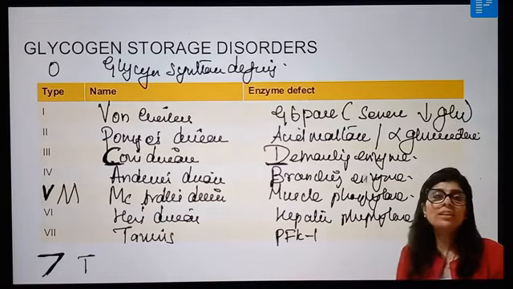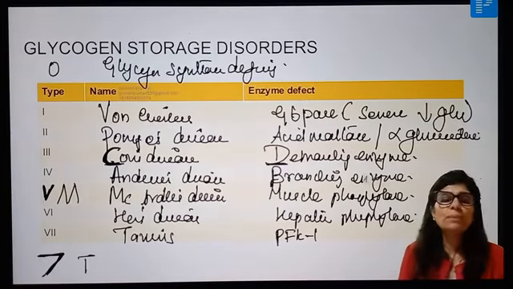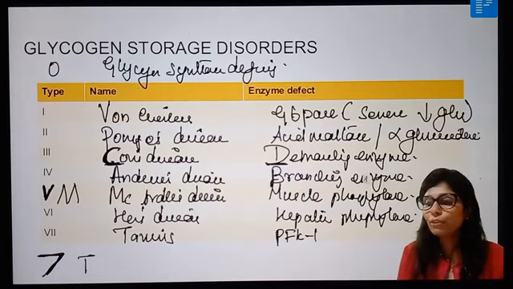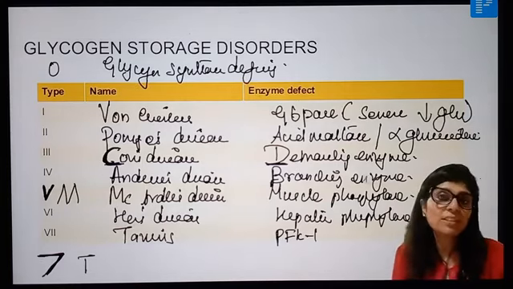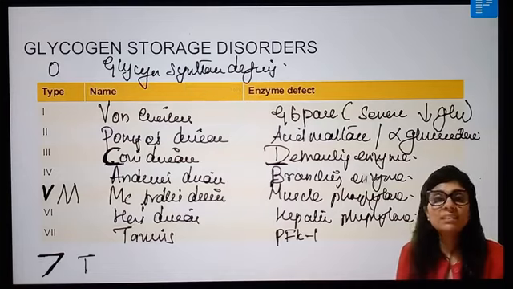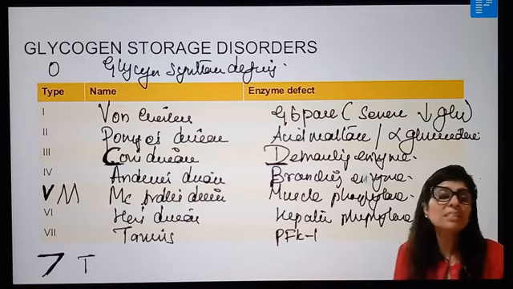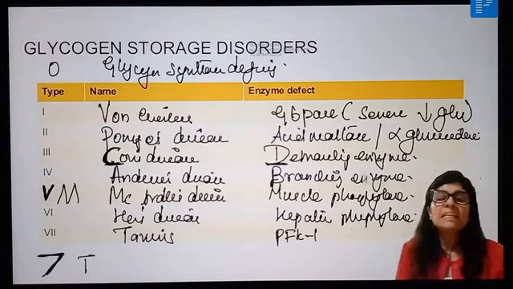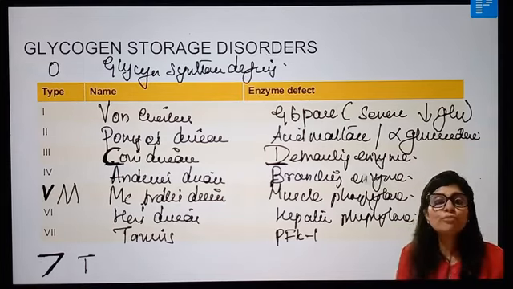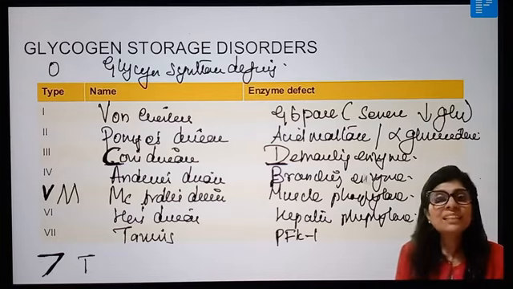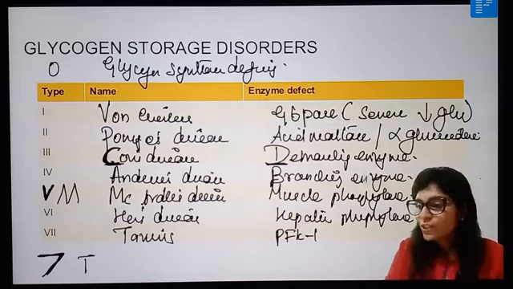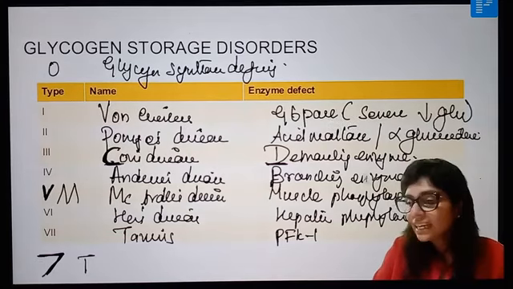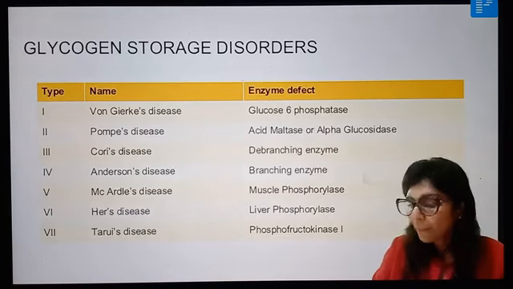Type 0 is glycogen synthase deficiency. Type 1 is Von Gierke disease. Type 2 is Pompe's disease, acid maltase or alpha glucosidase defect. Type 3, Cori's disease, debranching enzyme defect. Type 4, Andersen's disease, branching enzyme defect. Type 5, McArdle's disease, muscle phosphorylase defect. Type 6, Hers' disease, hepatic phosphorylase defect. Type 7, Tarui's disease, phosphofructokinase 1 defect. Okay, so that's all about the names and the disorders.